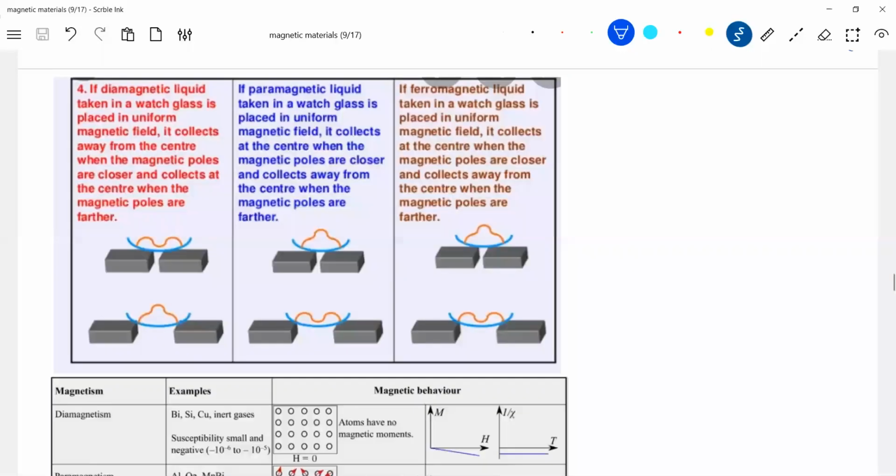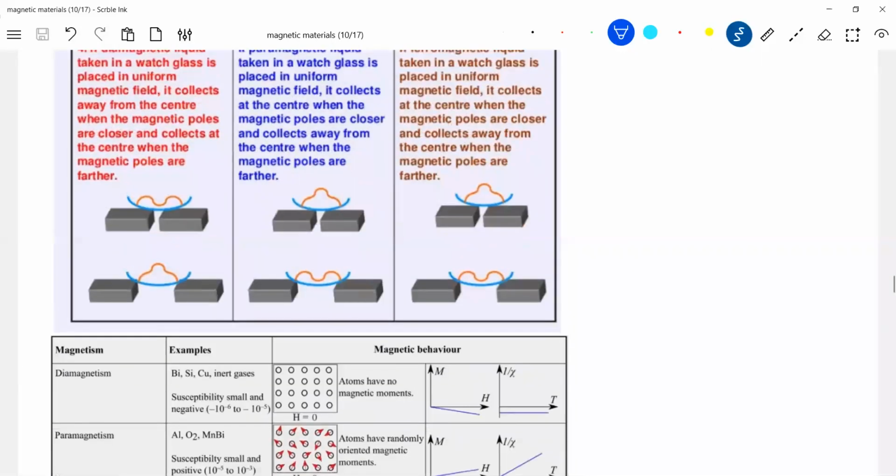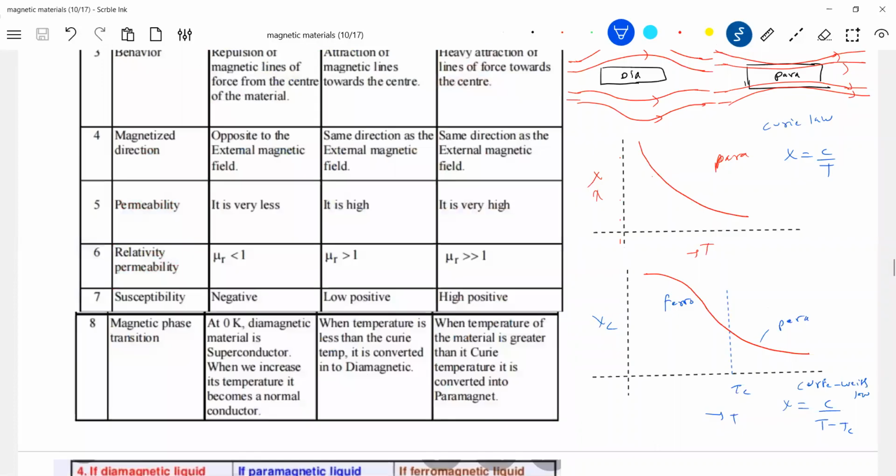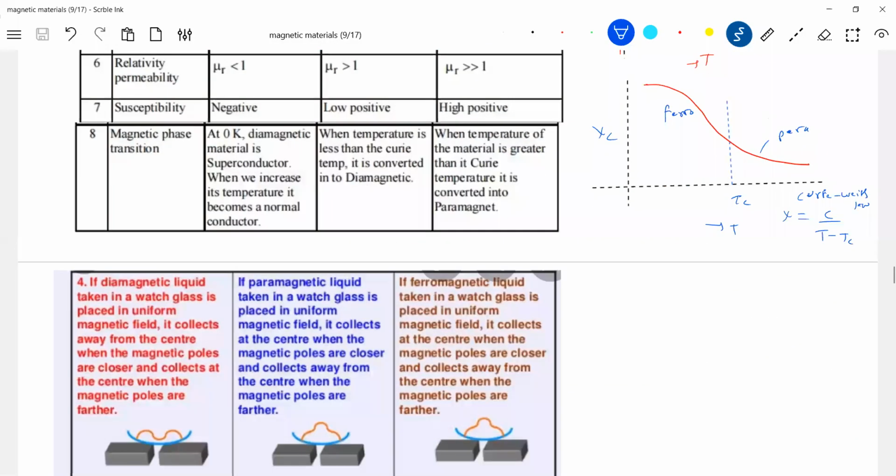Next, a few parameters. What about for diamagnetic substance? It will not change. No? Even if you vary temperature, nothing will happen.